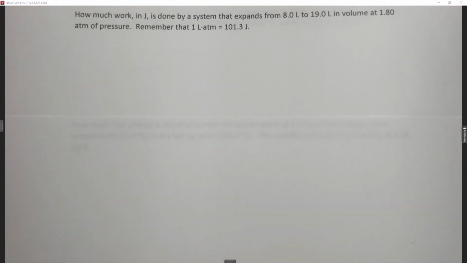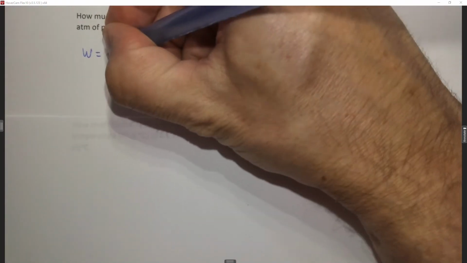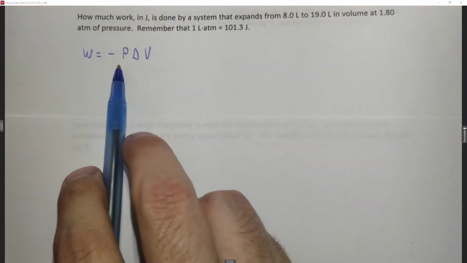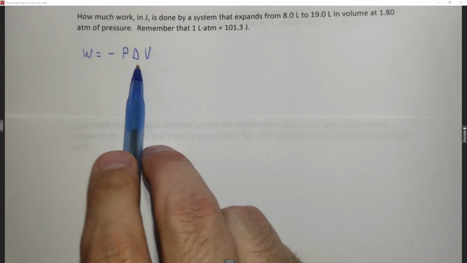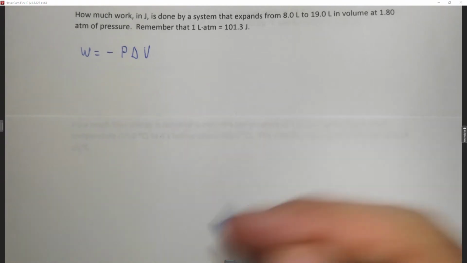In previous questions, we talked about how delta E equals Q plus W. Well, this is how you can calculate W. W is equal to negative P delta V, where P is the pressure in atmospheres and delta V is the change in volume in liters, V final minus V initial.